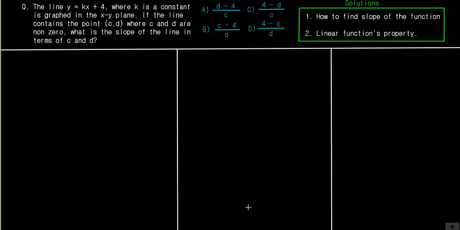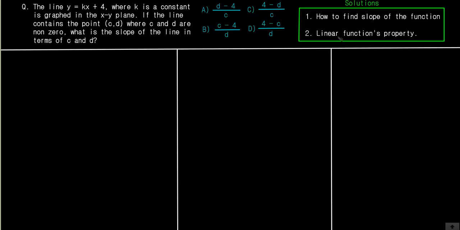So in this video, let's think about the SAT math function problem. The question is: the line y equals kx plus 4, where k is a constant, is graphed in the xy-plane. Constant means it is just a number. If the line contains the points (c, d), where c and d are non-zero, what is the slope of the line in terms of c and d? There are some answer choices, so let's think about the solution.